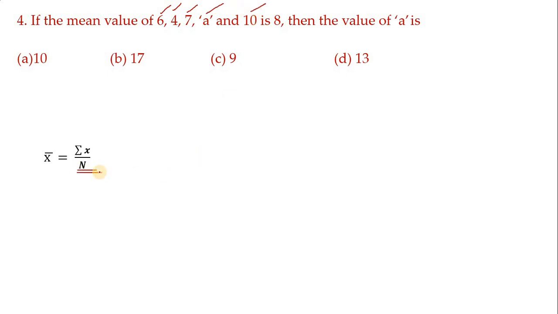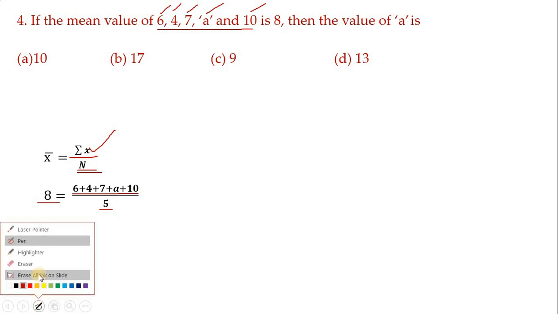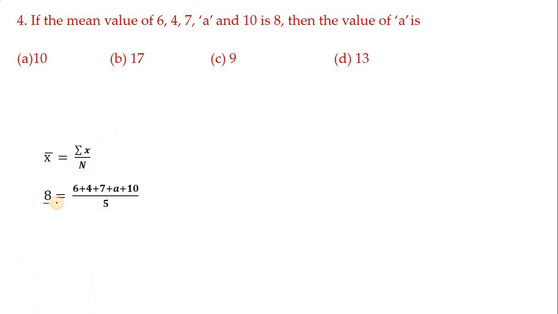So n value is 5. Now we want to add all these 5 numbers. See, in the place of x bar I substituted 8, and for sigma x add all these numbers, 6 plus 4 plus 7 plus 8 plus 10, and in the place of n I have written 5 because we are going to find the mean of 5 numbers. Now let me do the cross multiplication, children. 8 fives are 40, and here let me add all these numbers. 6 plus 4 is 10, 17, and 17 added to 10 is 27 plus a. So 40 is equal to 27 plus a.